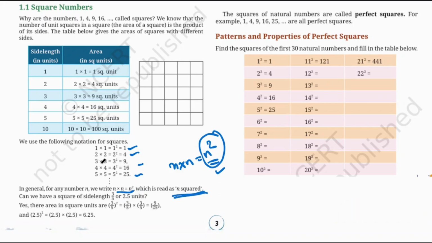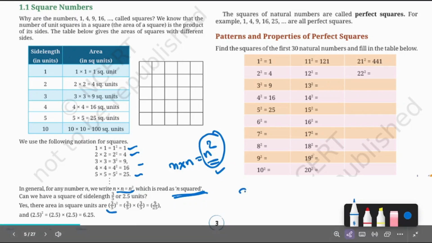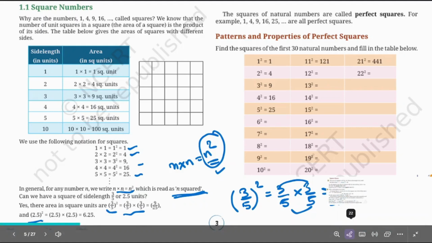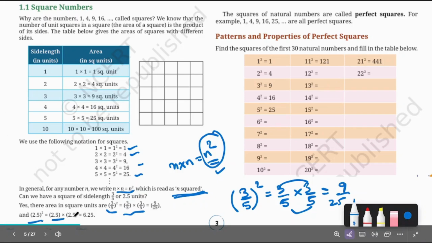Now can we find only squares of integers, or can we find the square of fractions or decimals? If we want to find the square of a fraction, say 3 by 5 whole square, it is nothing but 3 by 5 into 3 by 5. So how will we write? 3 3s are 9 and 5 5s are 25. So 9 by 25, like this we can write. Similarly, if you want to find the square of 2.5, you will write 2.5 into 2.5, which is nothing but 6.25.